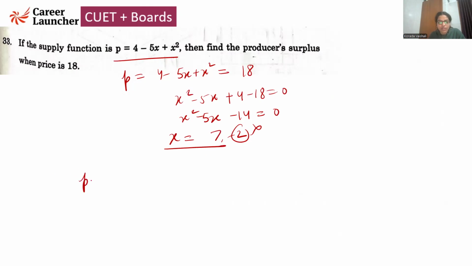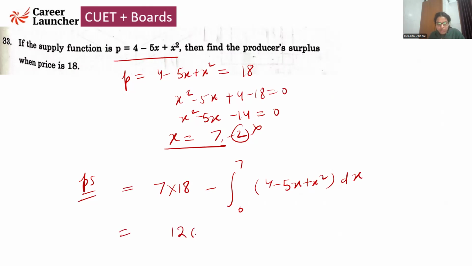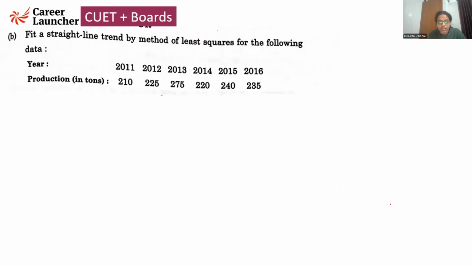So by making the formula of my producer surplus, which is what? 7 into 18 minus the integral from 0 to 7 of my function, which is my P. This is something we need to solve to get the final answer. So this is 126 minus of 4x minus of 5 of x squared divided by 2 plus x cubed by 3. I'm applying the limits now, from 0 to 7.